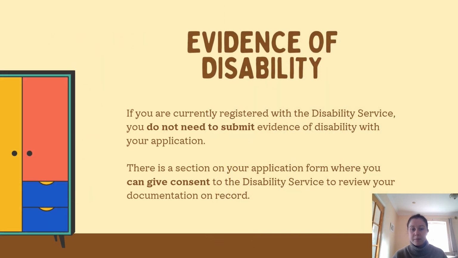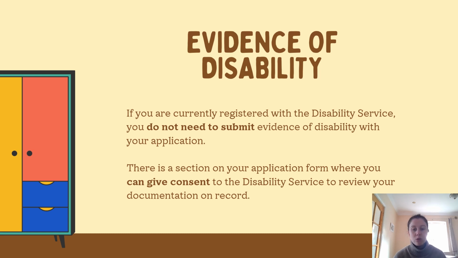Evidence of disability. So if you're currently registered with the Disability Service, you do not need to submit evidence of disability with your application. If you're not registered with the Disability Service and you want to be considered through special considerations as a result of a disability, when you're emailing your special considerations form to the accommodation office, you must include evidence of disability.